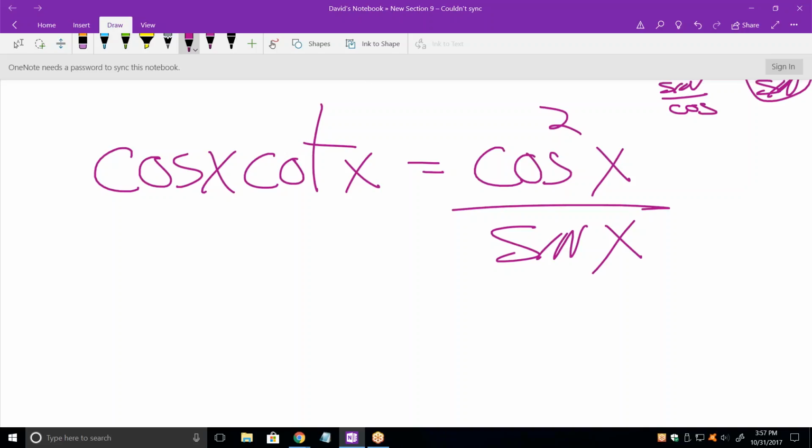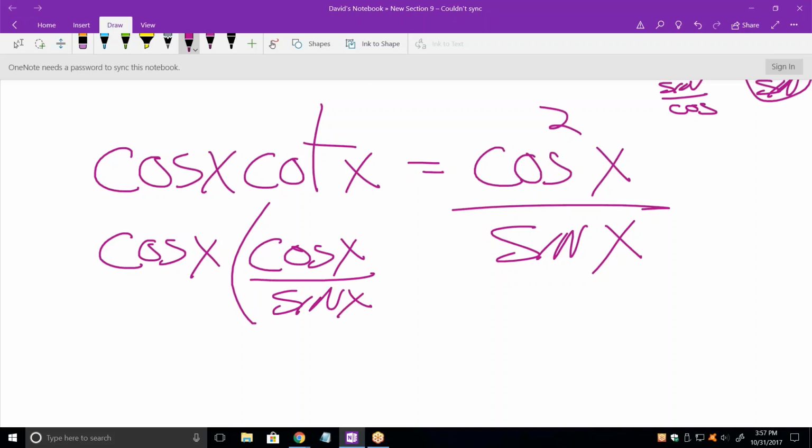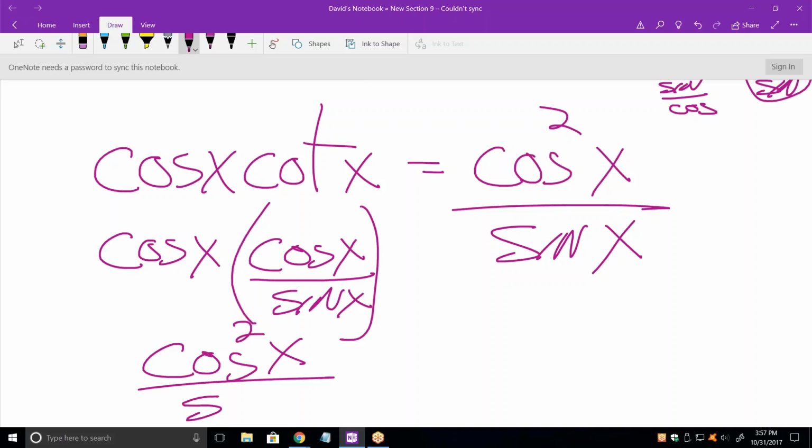Mm-hmm. Okay, well, all I have to do is show that cotangent is cosine over sine. So the next step is cosine over sine. And now multiply the two together and you get cosine squared of x over sine of x. That's the same thing as that. They are verified. Okay. So this makes sense in the context of a verification problem.